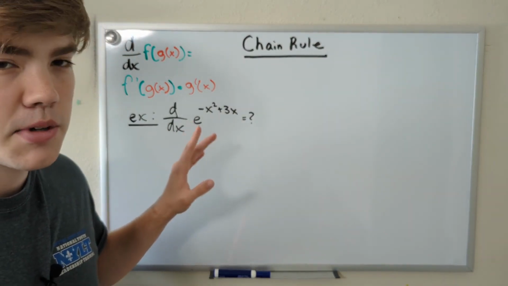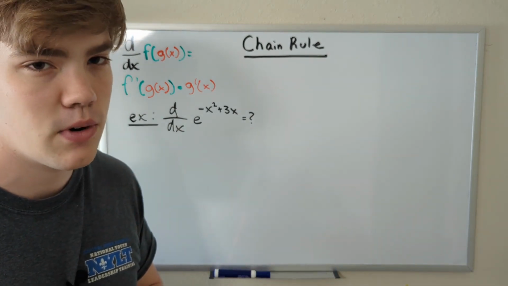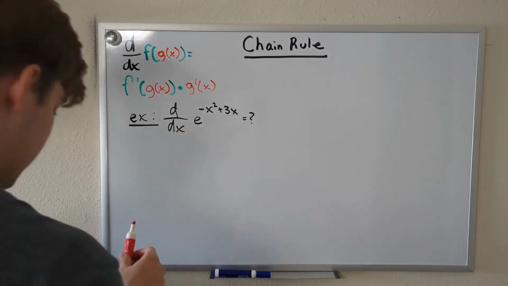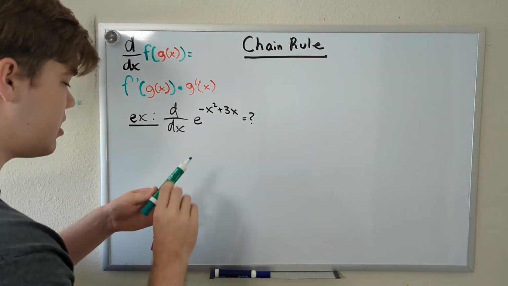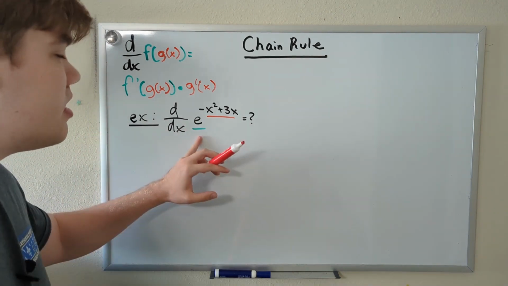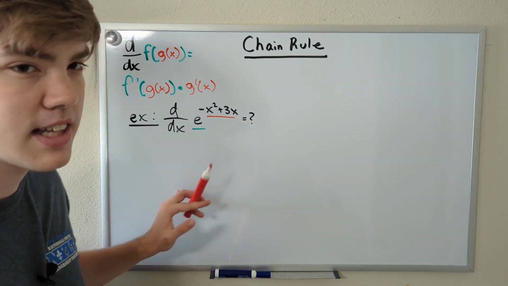Once again, we need to establish an inner and outer function, and I think this is a little less clear than some of the examples we've done before. But remember, when we want to use chain rule, we're just looking for a function within another function. So as you can see, we have this x squared plus 3x within the function e to the x. So e to the x is our outer function, and our inner function is negative x squared plus 3x. Let's write that down here.